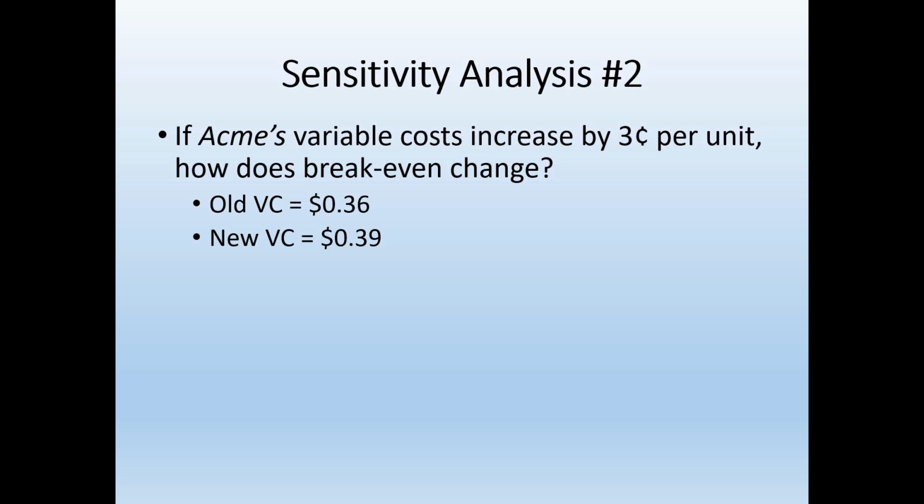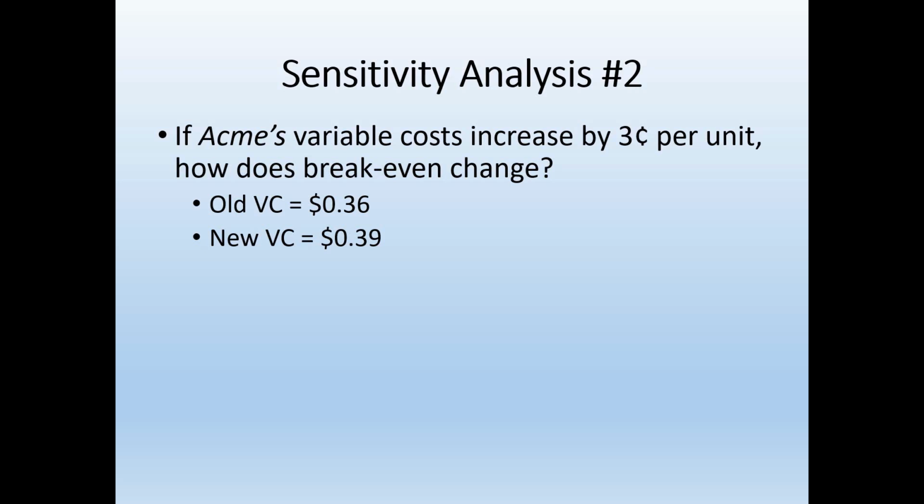Here's another scenario. Supposing that the firm leaves its selling price where it is, but finds that one of its variable costs has increased by 3 cents per unit. How is that going to affect break even? The old variable cost was 36 cents per unit. The new variable cost is 39 cents per unit.